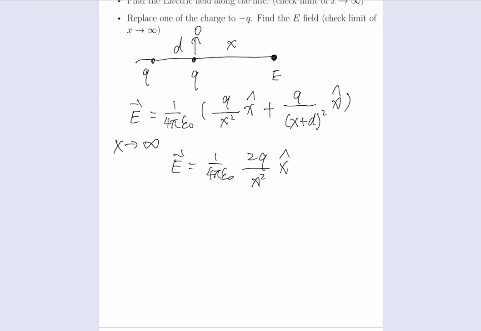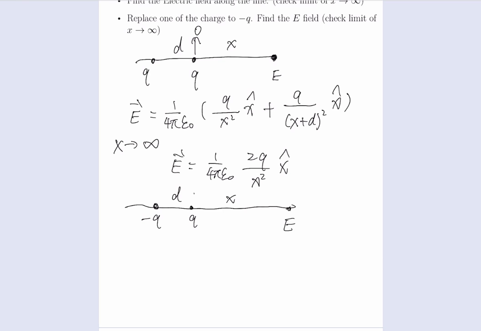And now let's do a similar problem, but slightly different. That is, we replace this Q by minus Q and see what happens. Again, the distances are still the same, and we are interested in the E field here.